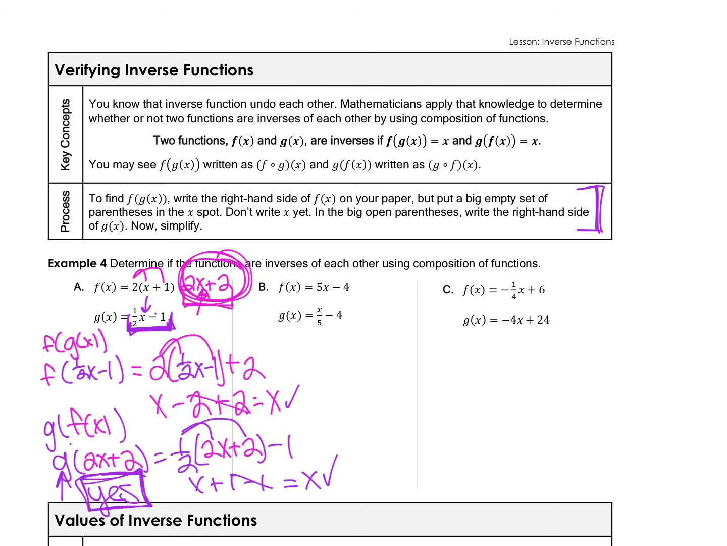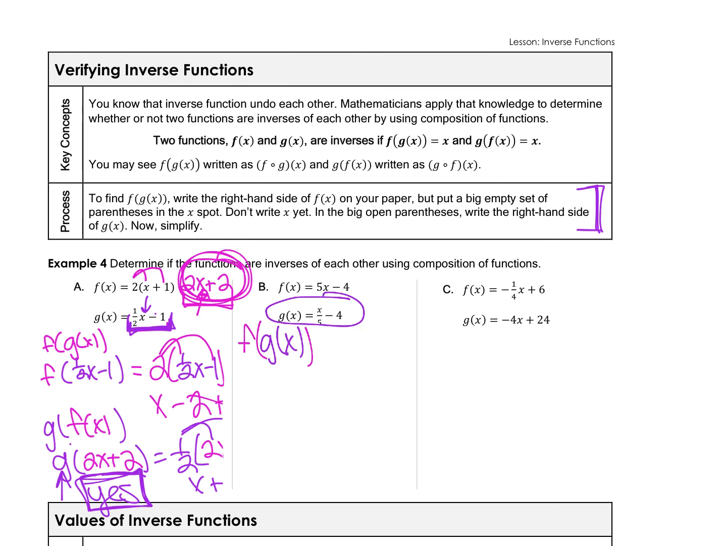Okay, so let's try another example. All right, so I'm going to take function f, and I'm going to plug in g of x. So again, it's helpful if you actually replace what g of x equals, which is x over 5 minus 4. So I'm going to have f, and then x over 5 minus 4 is my input.